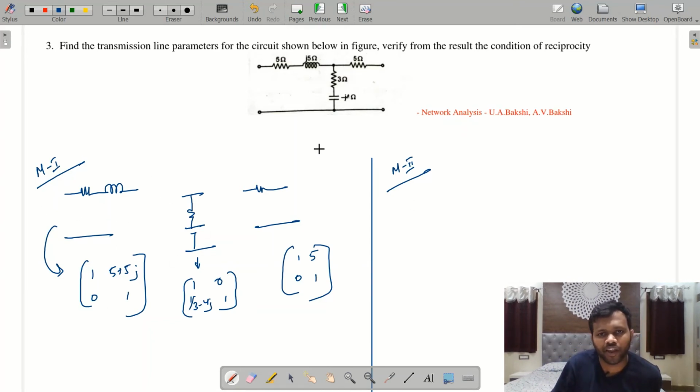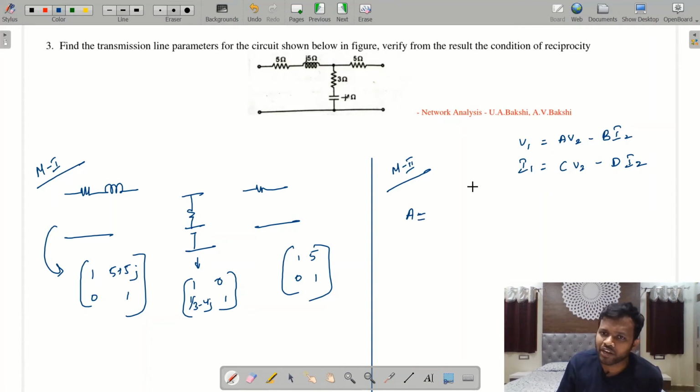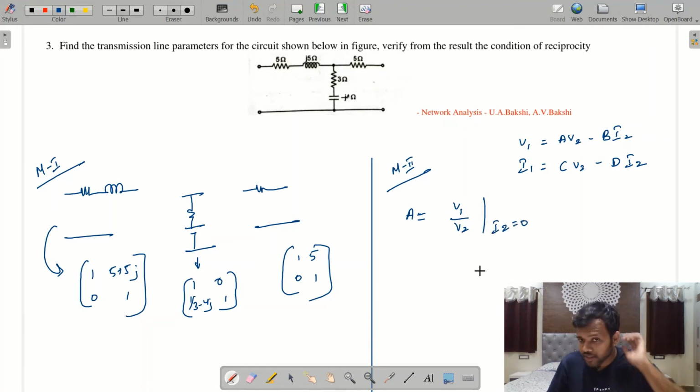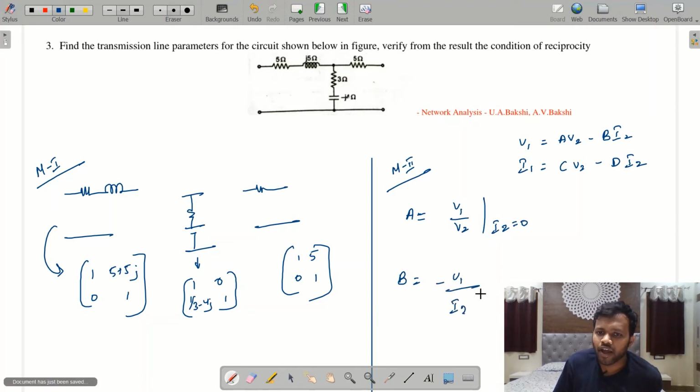So this is method 1, and in method 2, how are we going to find the ABCD parameters? ABCD parameters mean V1 equal to A V2 minus B I2. Similarly I1 equal to C V2 minus D I2, right. So what is the value of A? A equal to V1 divided by V2 when I2 equal to 0. In this way I can find the A value. Similarly, the B value will be minus V1 divided by I2 when V2 equal to 0.